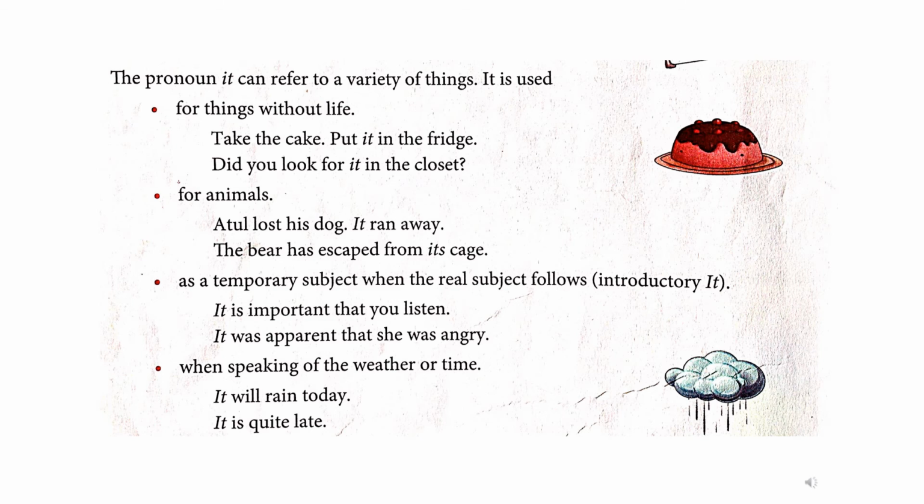It is used as a temporary subject when the real subject follows. We can use it as an introductory. It is important that you listen. It was apparent that she was angry. It is used when speaking of the weather or time. We can use it when we speak of the weather or time. It will rain today. It is quite late.